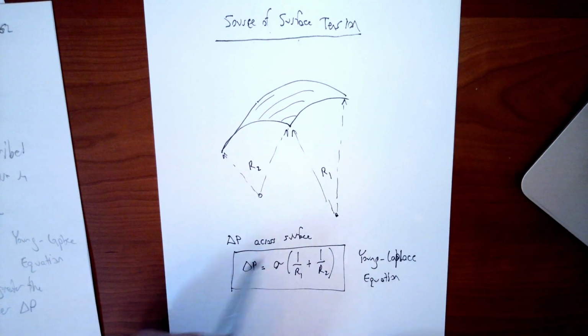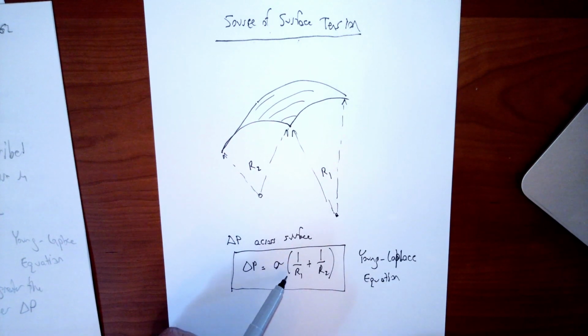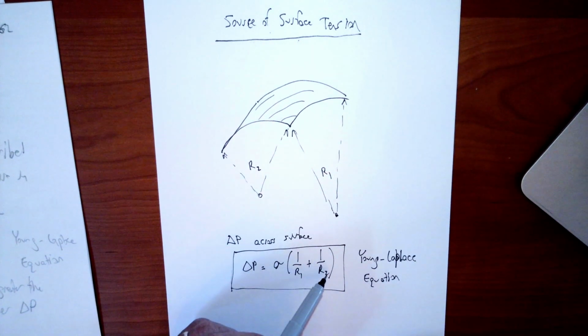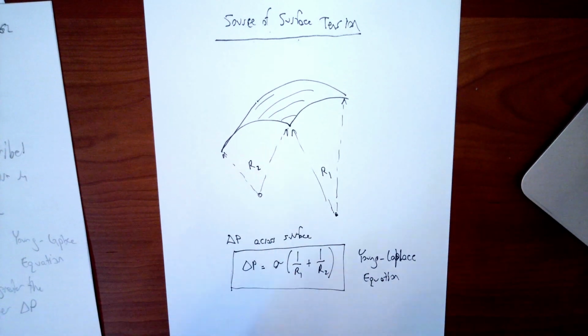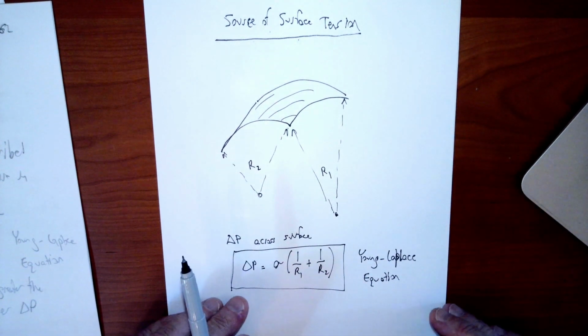And it's calculated simply by this surface tension, which we know how to look up, times 1 over R1 plus 1 over R2, if you have an arbitrarily shaped surface with curvature in both directions.